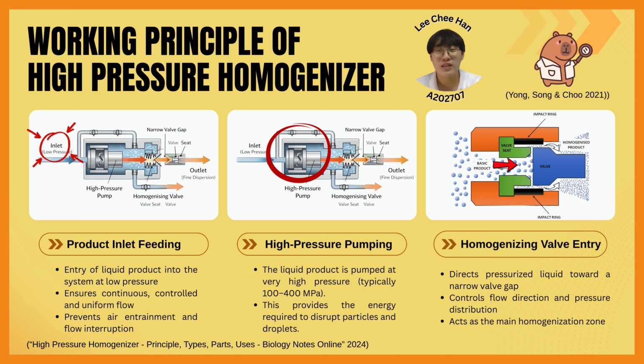Next, the product is pressurized to a very high level, usually between 100 to 400 megapascals, by high pressure pumping. This step is essential because it provides the pressure energy needed for effective particle and droplet disruption. Next, the pressurized liquid is directed into the homogenizing valve that contains a very narrow gap. This valve acts as the main homogenization zone and controls the pressure distribution and flow direction.